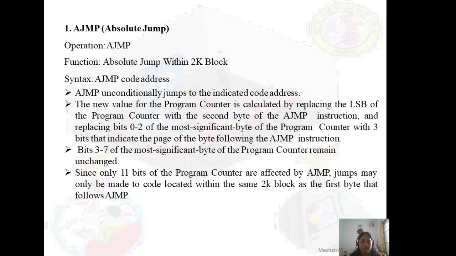Understood? Remember this. In the 16 bits we are using only 11 bits. The other 5 bits will remain unchanged. Understood? So since only 11 bits of the PC are affected by the AJMP, jumps may only be made to code located within the same 2K block as the first byte that follows AJMP. So in AJMP, your address should always be within the 2K, that is in a single page. Understood?